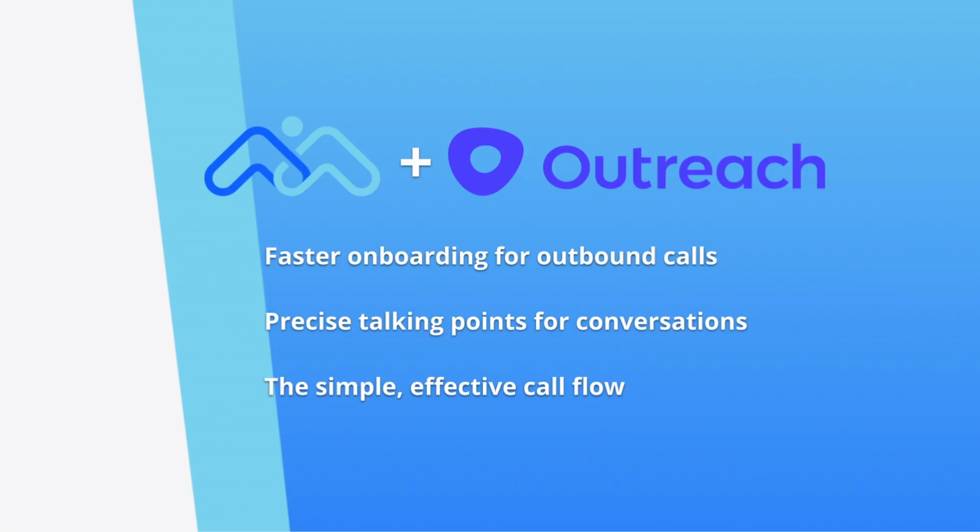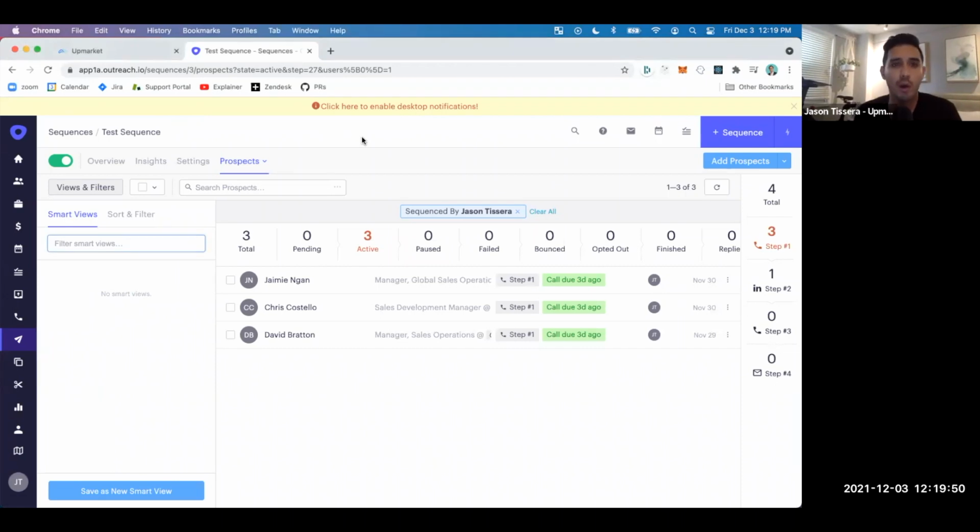So here's how we work with Outreach in particular to turn the outreach outbound flow into a powerhouse. They're starting an outreach. They have all their prospects set up. Now they've sent out all of their emails and they're ready to make a call. So right here we have 3 call tasks available.